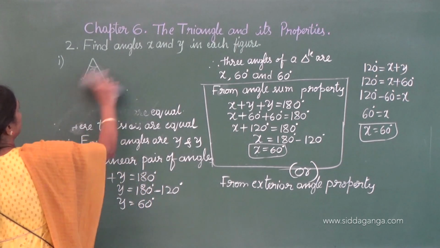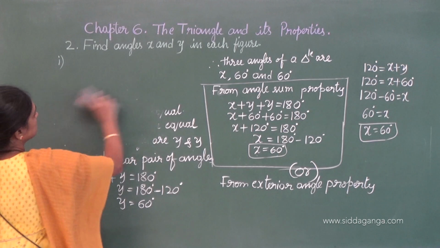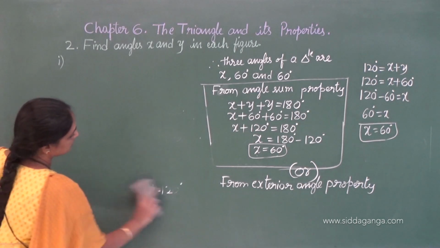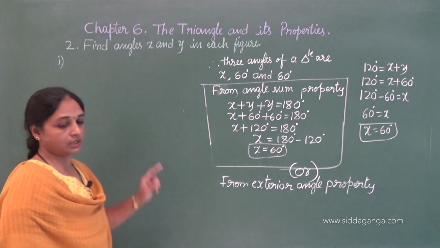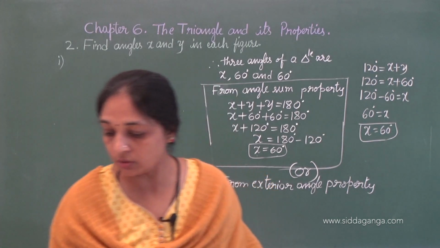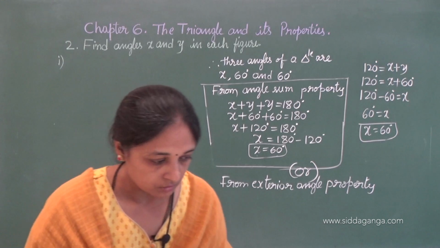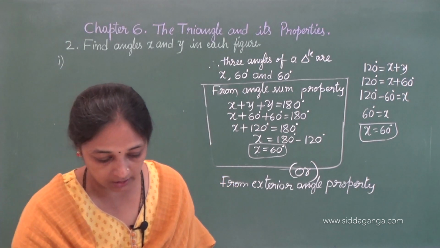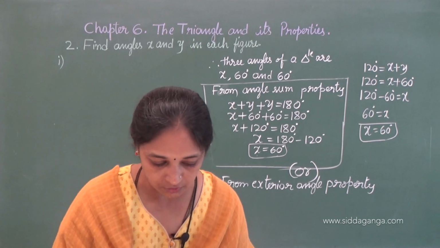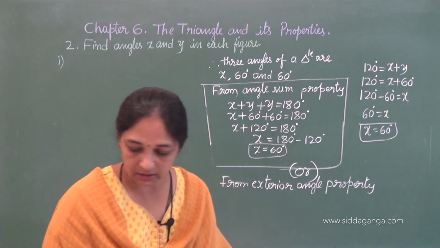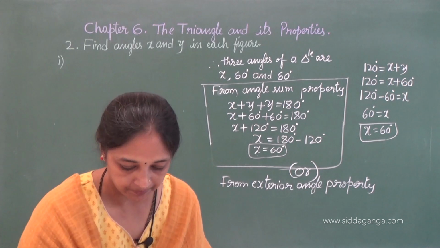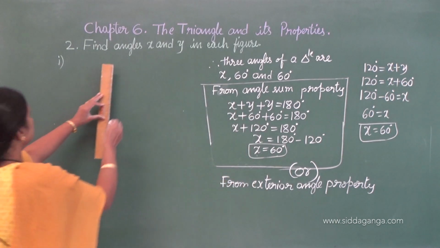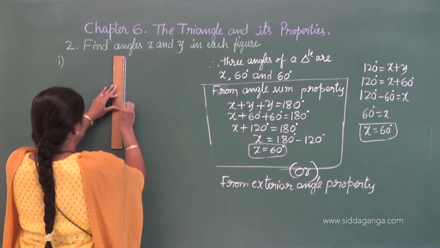I rub this. I go to the second one. So anyone you can do. Don't do using both the interior angle property and exterior angle property. Anyone you can use. The second one is like this. Given triangle is a right angled triangle and it is like this.